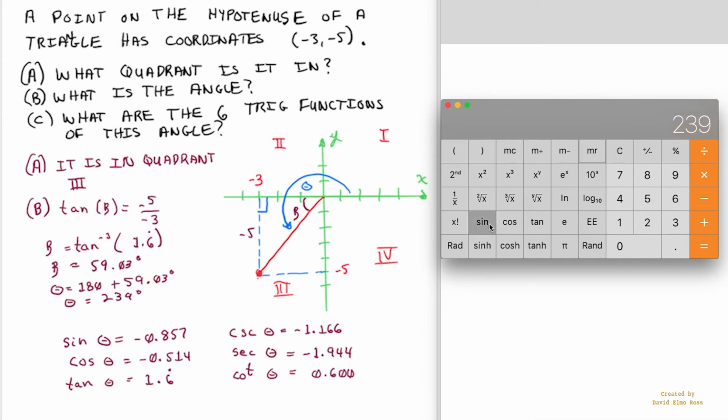we take a look at the sine, which is minus 0.857. If we look at the cos, it's minus 0.514. The tan is positive 1.6 repeated. The cosecant is 1 over the sine, so that's minus 1.166. The secant is 1 over the cos, so that's minus 1.944. And the cotangent is 1 over the tangent, which is 0.6, which is positive. So we can see here the tangent and the cotangent are the only things that are positive here. This is cosine, all, sine, tangent.